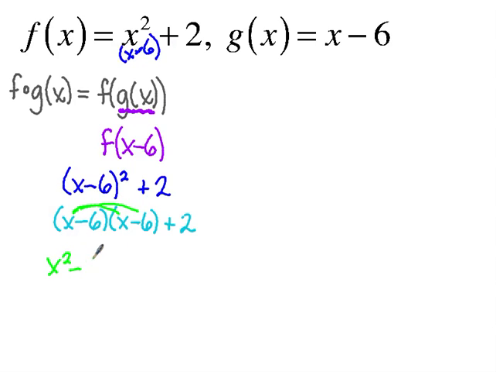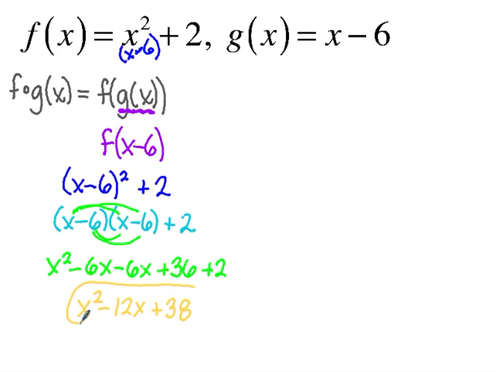So if you don't FOIL it out, you're going to miss that middle term of negative 12x. Now if you go ahead and add like terms, you get x squared minus 12x plus 38. Okay, big difference. Huge, huge difference.